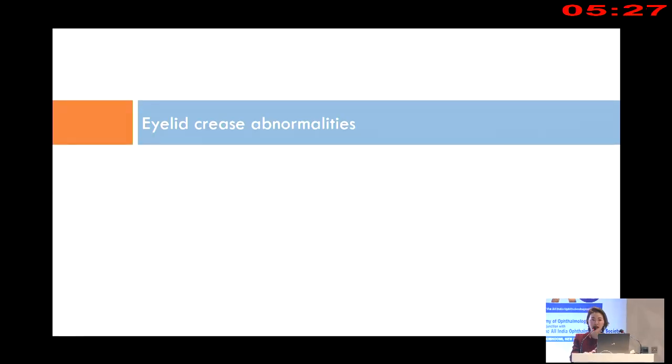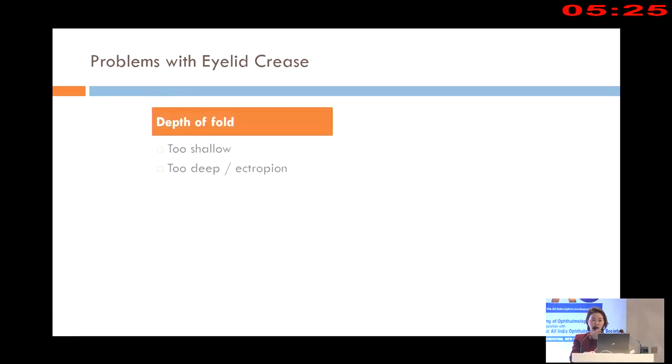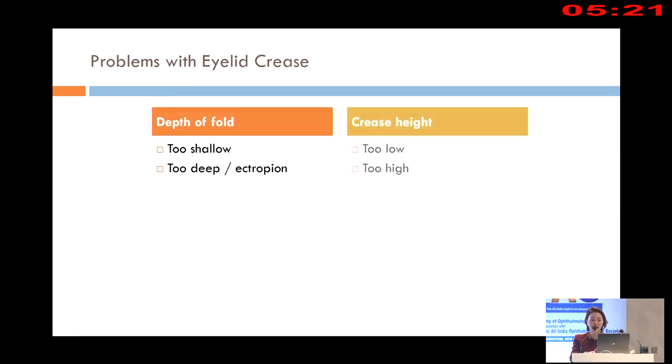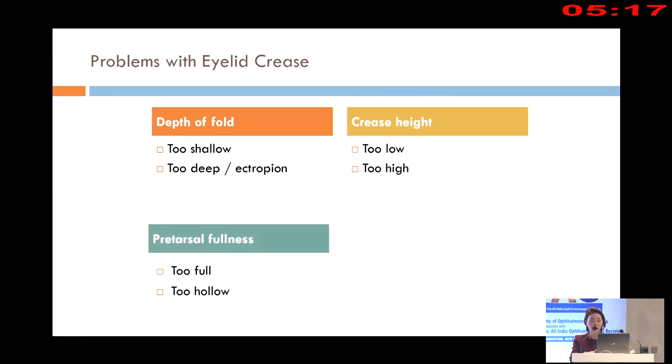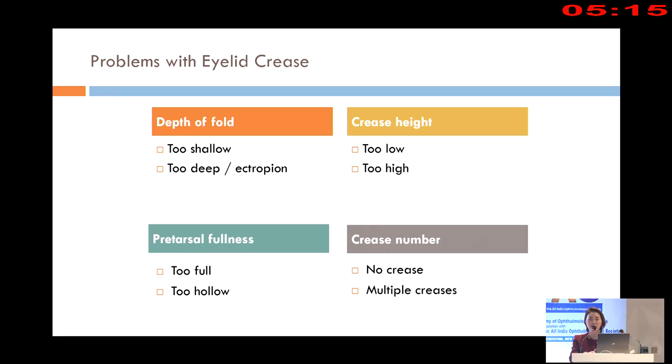So moving on to eyelid crease abnormalities, I think it can be classified by the depth of the fold. It can be too shallow or too deep. The crease height can be too high or too low. Pretarsal fullness, too full or too hollow. Increased number, no crease or multiple creases.